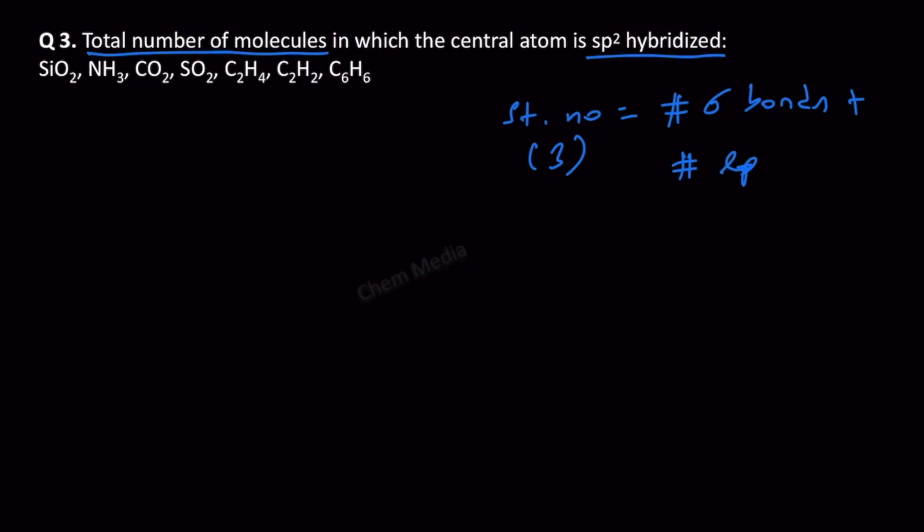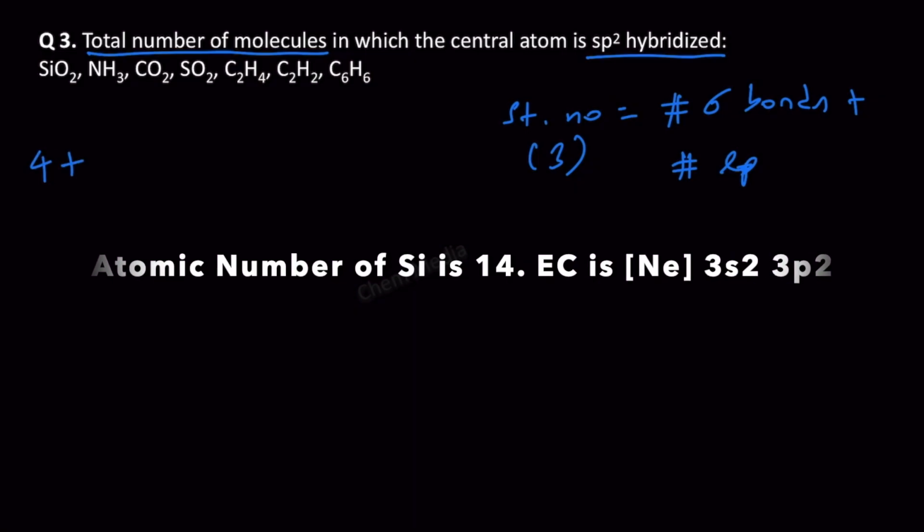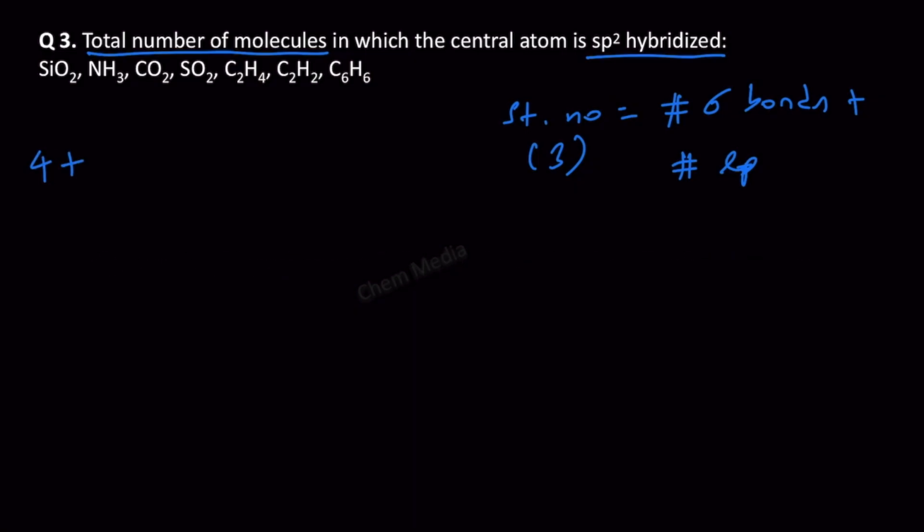We can quickly do it through Lewis structure. So, for SiO2, the total number of valence electrons would be equal to 4 plus each oxygen has 6 valence electrons. So, 2 times 6, 12, and therefore, this will be 16 valence electrons. And therefore, the structure we can write this way, the Lewis structure.